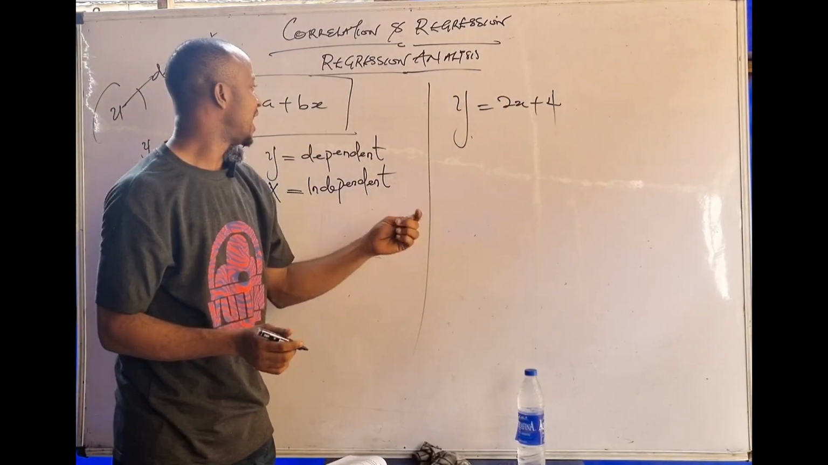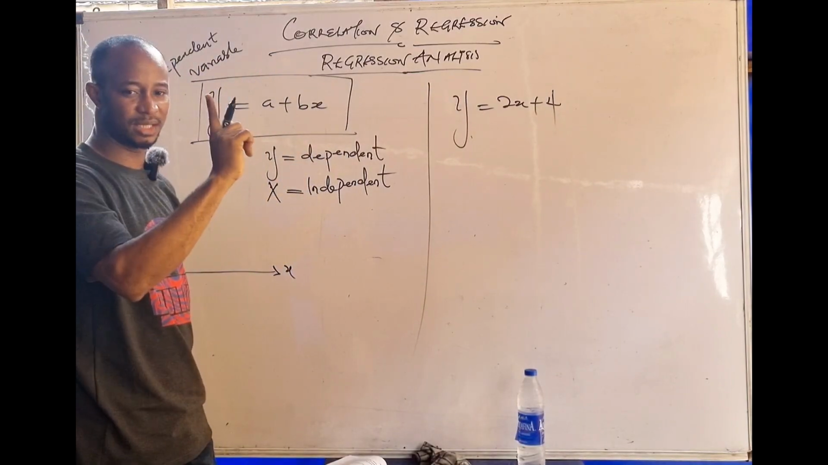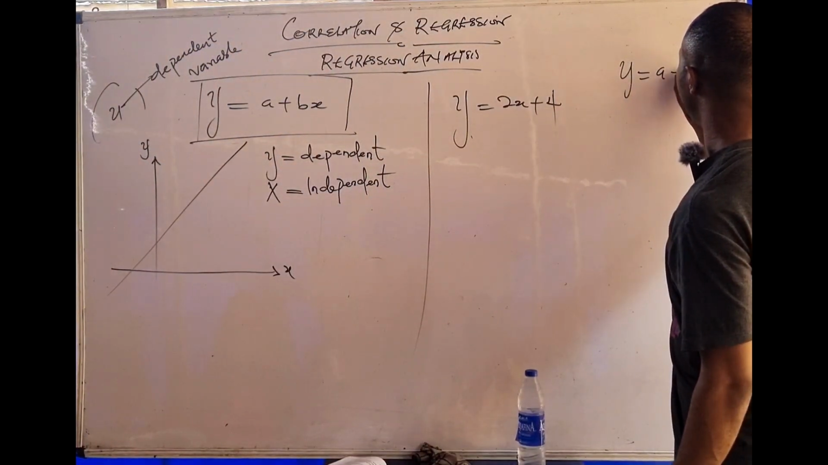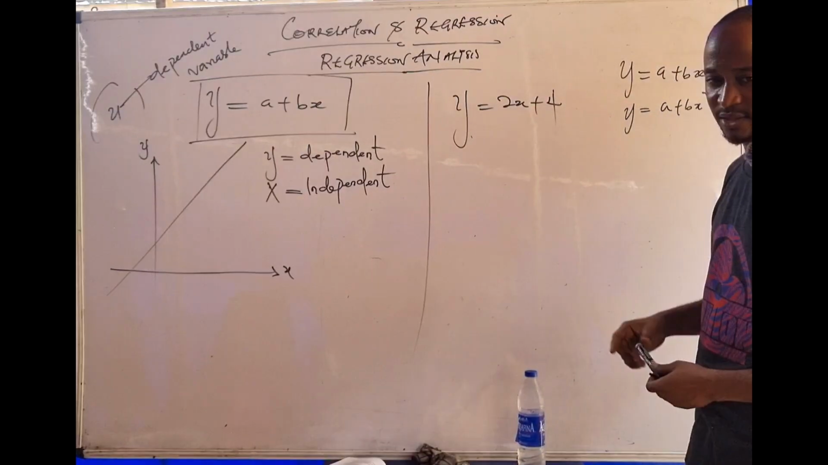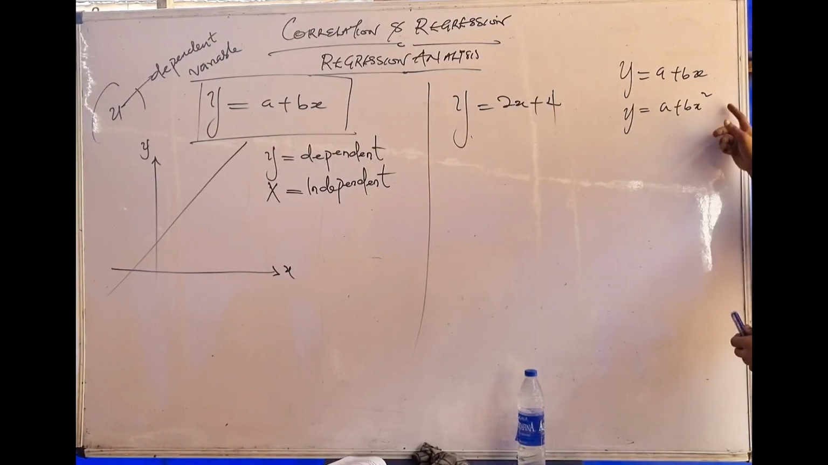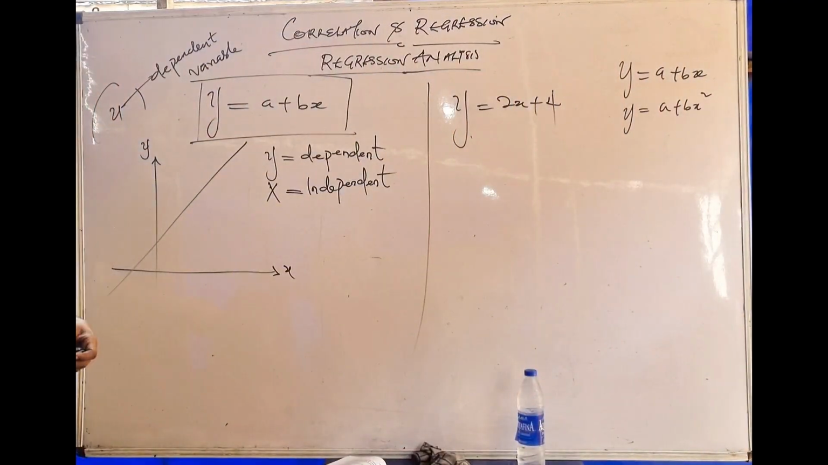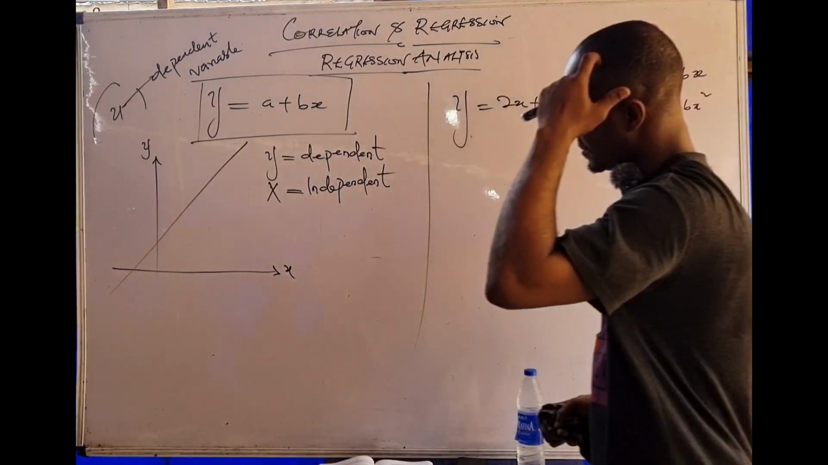Every straight line graph has this general form. Whenever the highest power of the unknown is equal to 1, it becomes a straight line. General form is Y equals A plus BX. If I have Y equals A plus BX squared, this is no longer a straight line or linear graph. It's now quadratic, because the highest power is 2. If I have 3, it means cubic. Do you get the concept now? So generally, the expression for regression analysis is Y equals A plus BX.